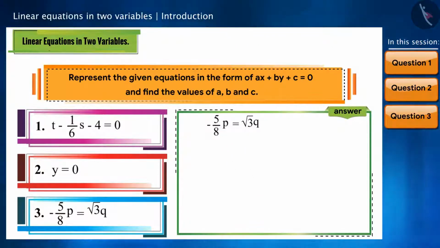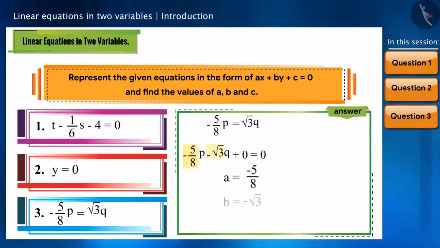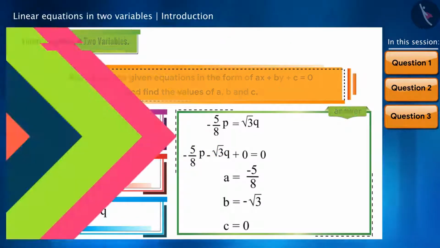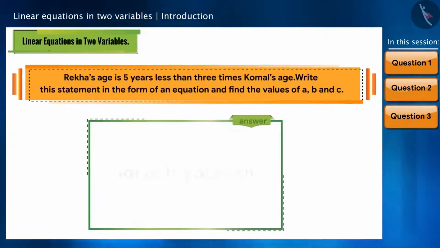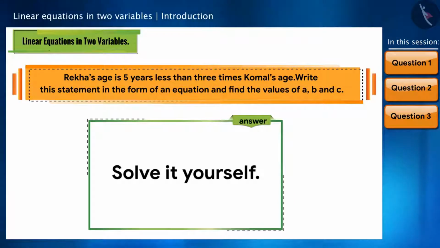Similarly, we will see the third equation also very carefully and write it in the general form. And we will get a is equal to minus 5 by 8, b is equal to minus root 3 and c is equal to 0. As you go, here is one question that you should solve yourself.